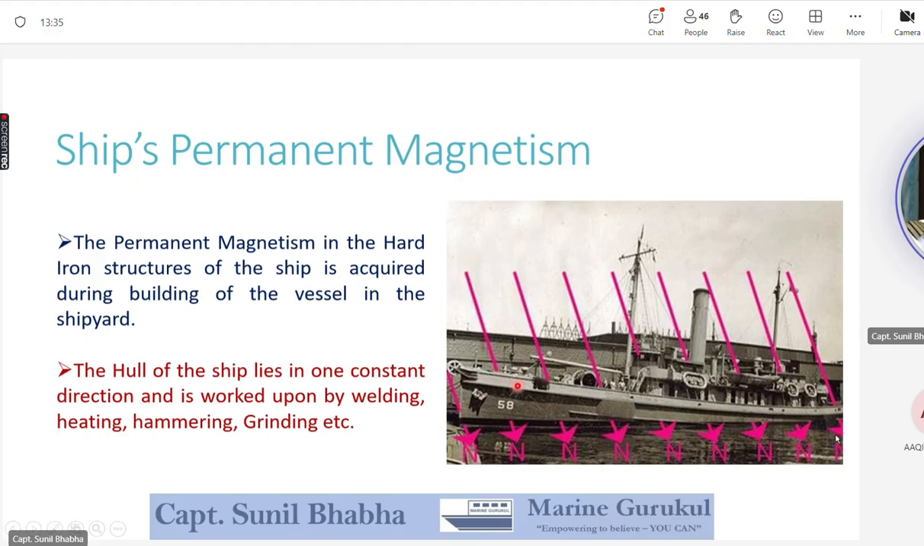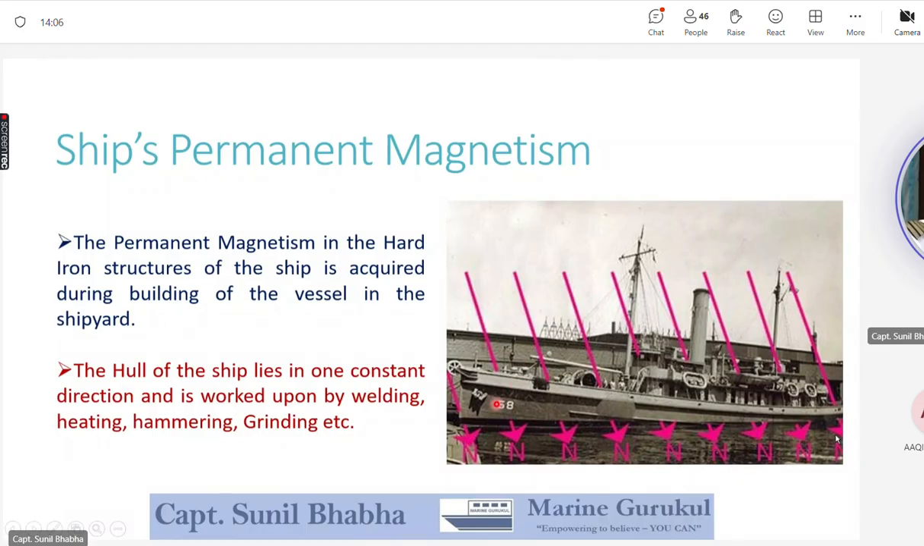The hull of the ship will lie in this position till the time the construction of the ship is complete. In a yard or in a dock, when you start the shipbuilding, laying down the keel of the ship remains in the same orientation till the time it is ready to be launched for sea trials. So the Earth's magnetic field will keep on affecting the ship in this particular orientation only.